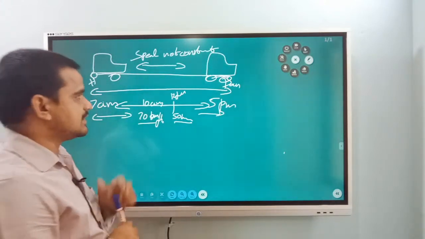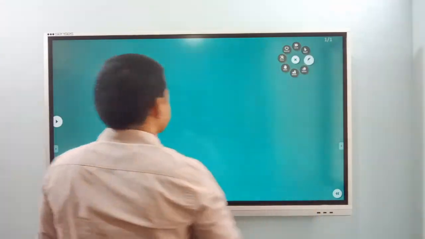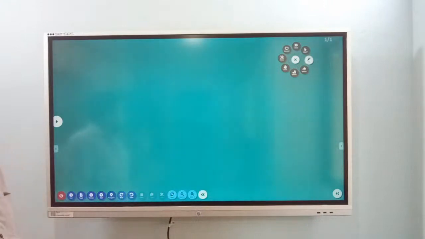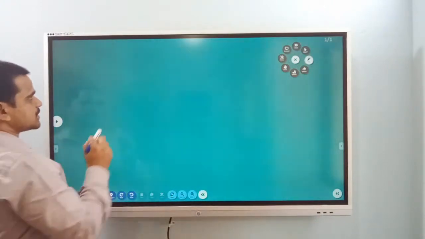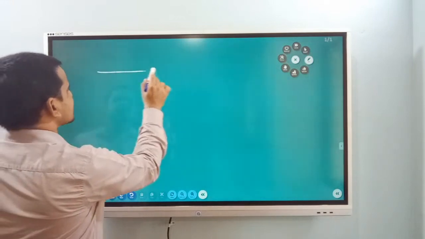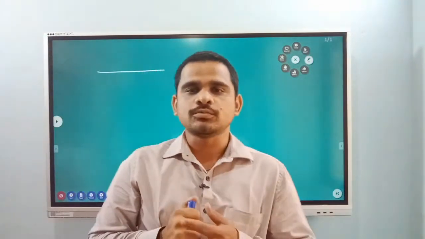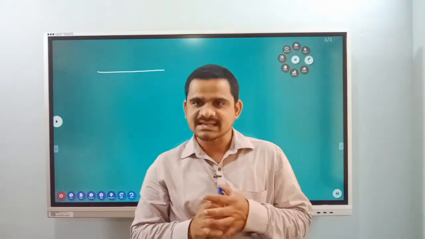Right? Here I will discuss one more example based on the average speed. Let's consider a simple question. You're going from your hometown to Bangalore, let's imagine that.